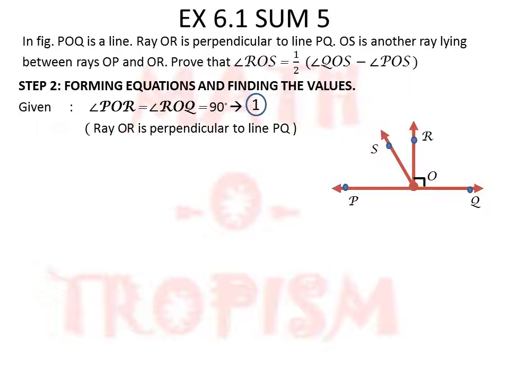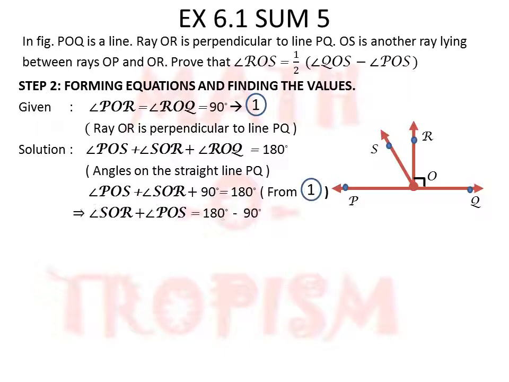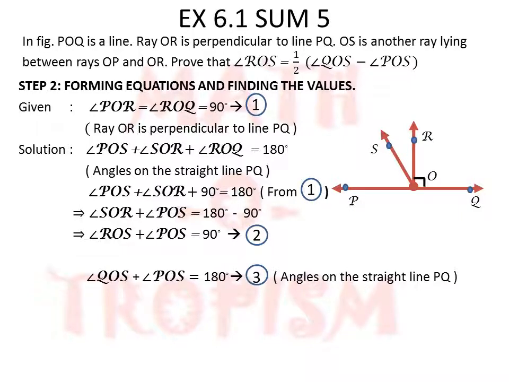When we look at angles on a straight line, we already saw that POS plus angle SOR plus angle ROQ is 180 degrees. From 1 we get ROQ is 90 degrees. When we substitute that, we get angle SOR plus angle POS is equal to 90 degrees. SOR can be rewritten as ROS, so angle ROS plus angle POS is equal to 90 degrees. This is equation 2. Now for the straight line PQ with respect to ray OS, angle POS plus angle SOQ is equal to 180 degrees. Let this be equation 3.